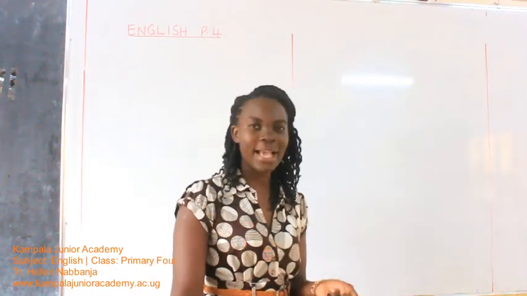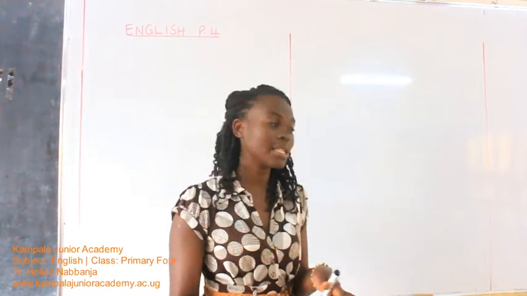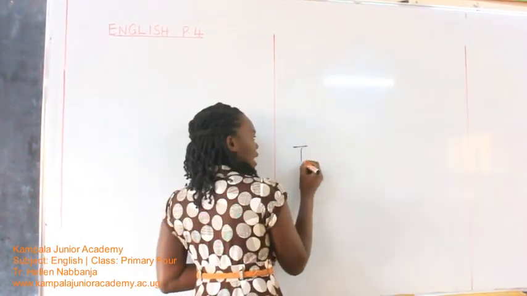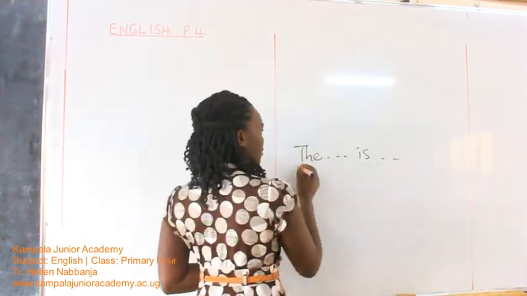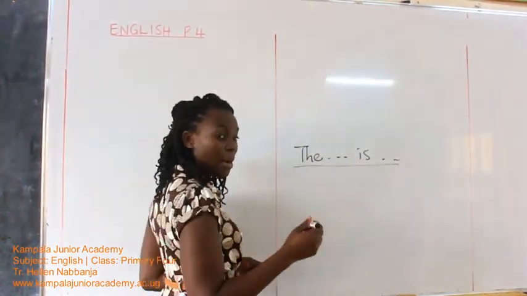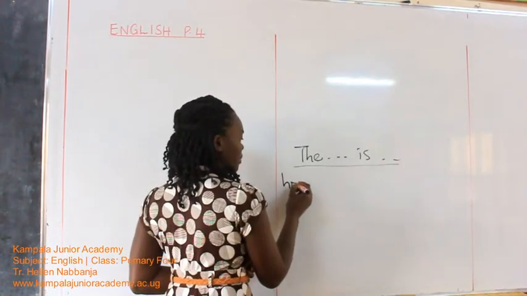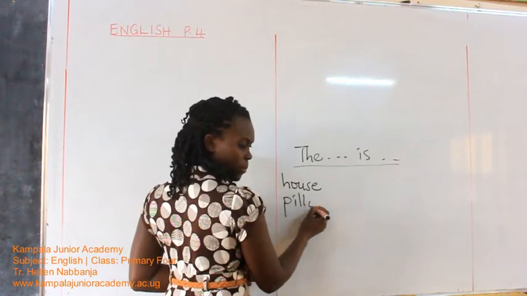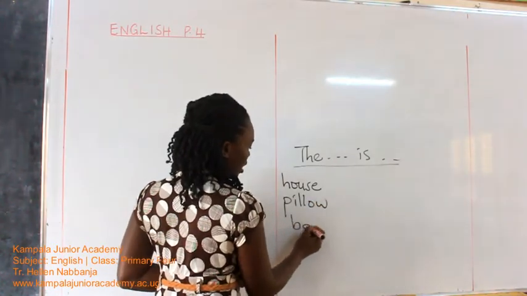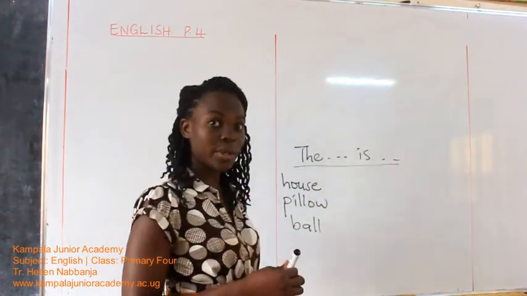The last time I was here, we talked about describing objects and we specifically used this structure here. Okay? So the activity I left you with, I gave you some words like house and you have to describe. I had a pillow, there was a ball and others. So what were you supposed to do?